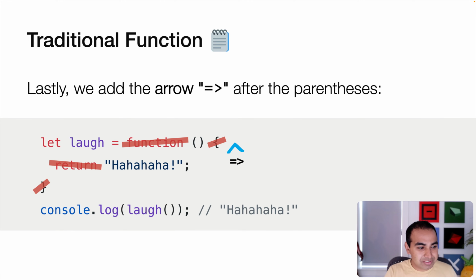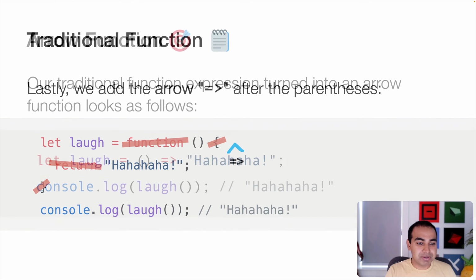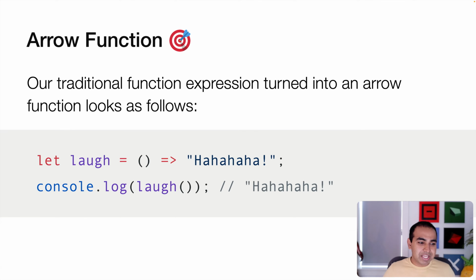So when we take our laugh function in its traditional form and turn it into an arrow function, it will look a bit like this. Notice that instead of having 3 lines and a bunch of characters, we're able to simplify it greatly by just having it be parentheses, the arrow itself, and then a value that we are returning.